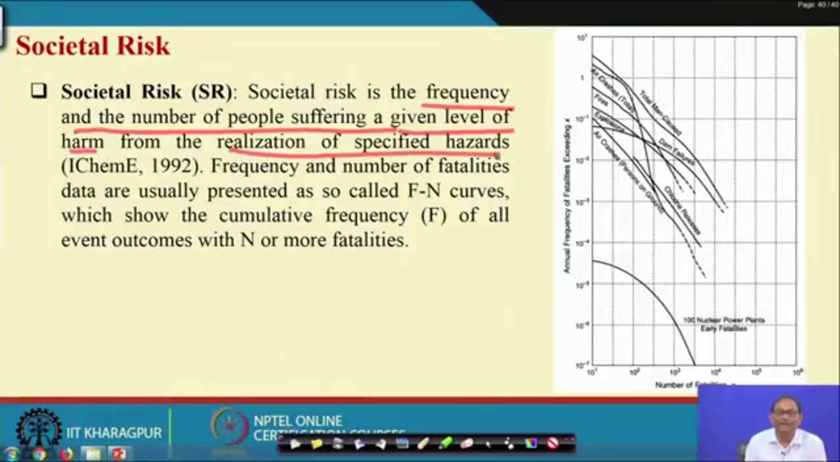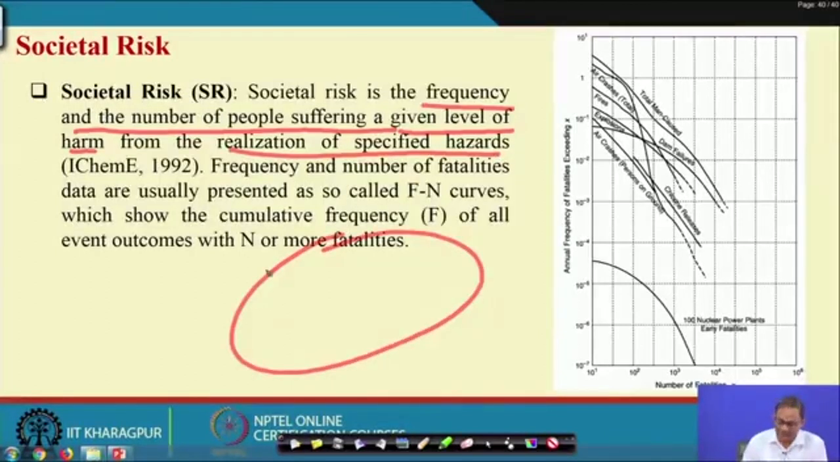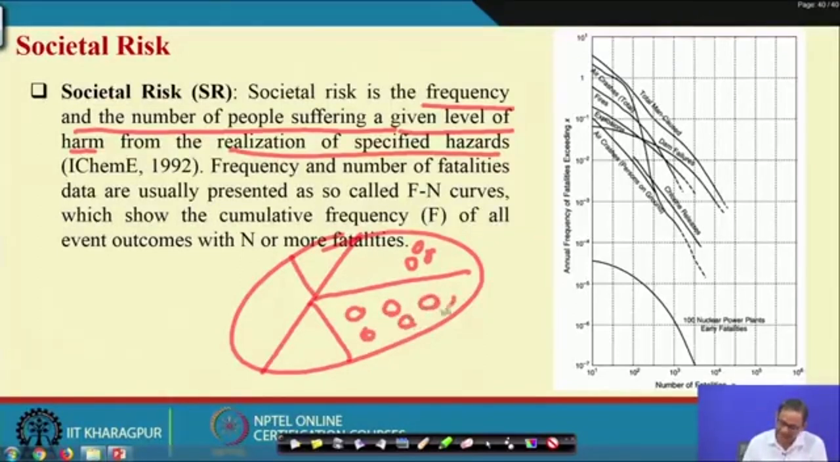That means we are not talking about an individual, we are talking about people with reference to, suppose this is your plant, this is your plant. There are different locations. Here suppose 3 people are working, here maybe 10 people working, here maybe 25 people working.